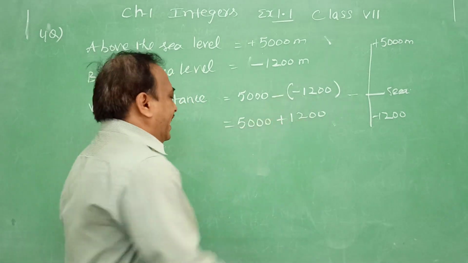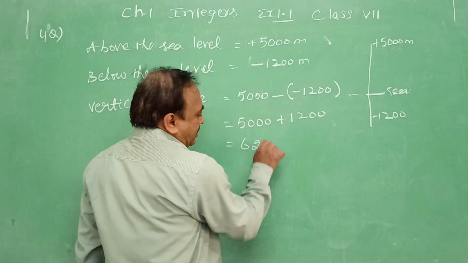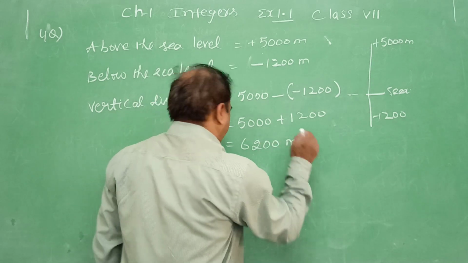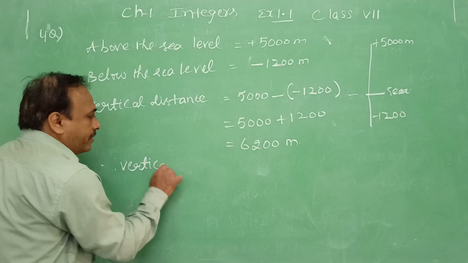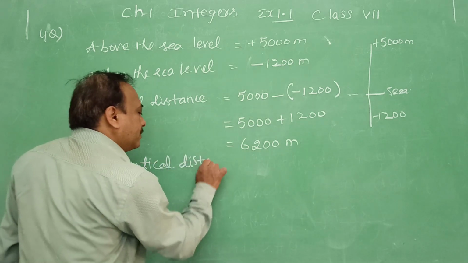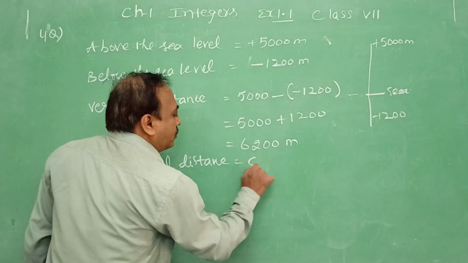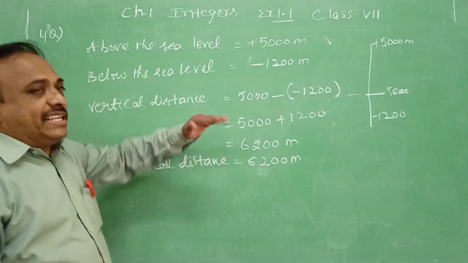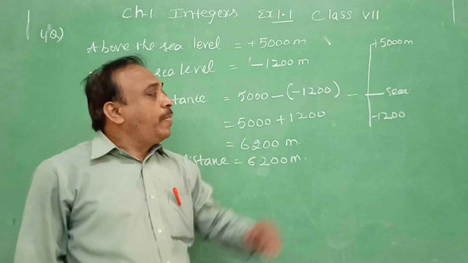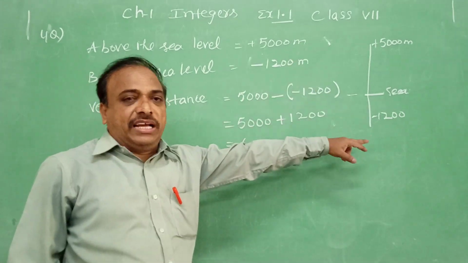We are just adding, which equals 6200 meters. Therefore, the vertical distance is equal to 6200 meters. As it is above the sea level, it is 5000. Below the sea level is minus 1200.